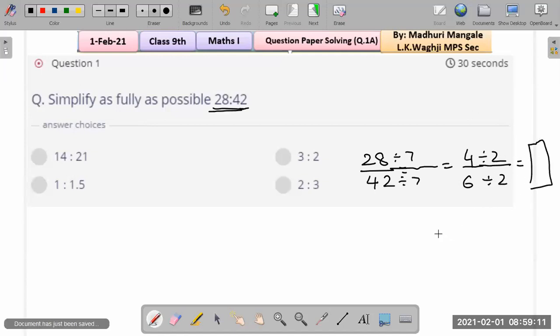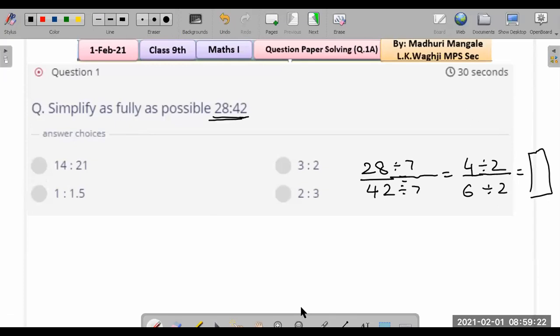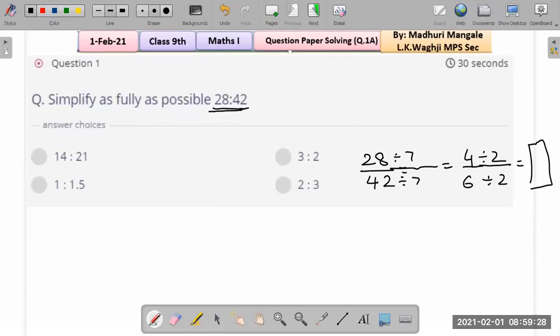You need to write it in ratio form, that is first number first and second number second. Quickly solve it out. Use paper and pen, solve it out. And once you solve it, go to the quiz link, and on the quiz link you should be able to see the choices.